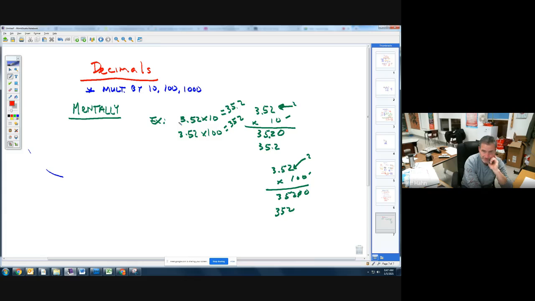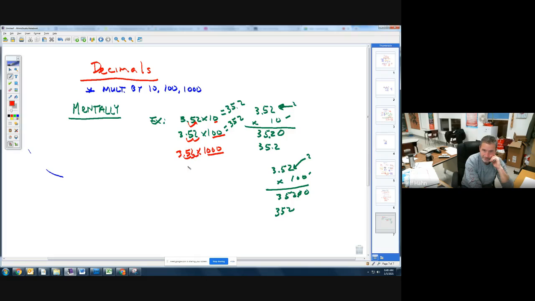And if you look at this first example we did here, I multiplied by 10, and the decimal went from here to here. It moved one place. When I multiplied by 100, the decimal moved two places, which got me 352. Well, if I were to multiply 3.52 by 1,000, I am going to move the decimal not one, not two, but three places.